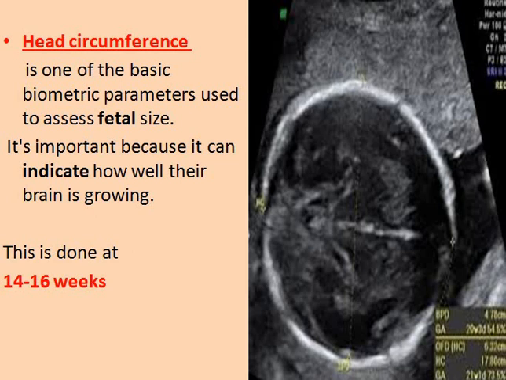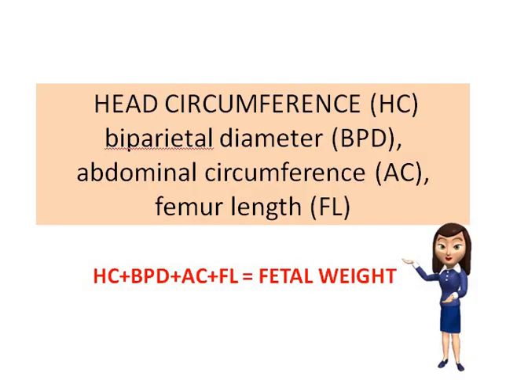Then another biometric parameter is head circumference. This is important because it tells us how well the brain is growing. This is done across the 14th to 16th week. When we calculate all of these parameters, we can also know fetal weight. This fetal weight is calculated by adding head circumference to biparietal diameter, which is also the head one, and abdominal circumference to femur length.